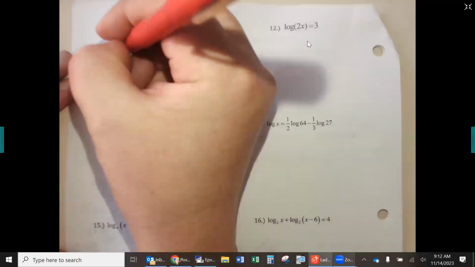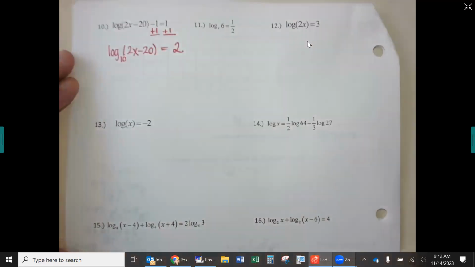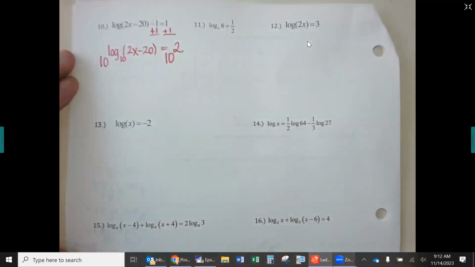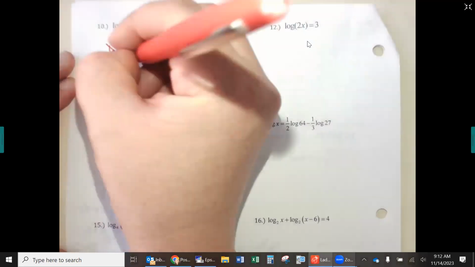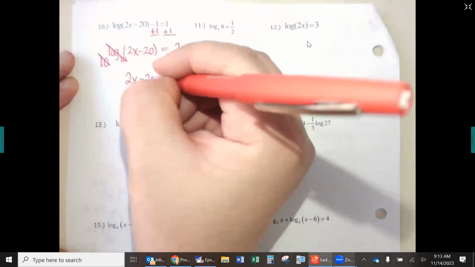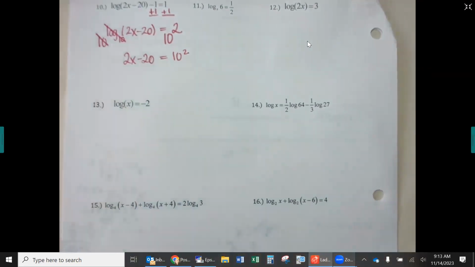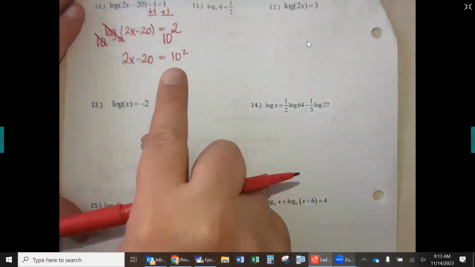10. And how do I get rid of a log little 10? Big 10. So my big base 10 and my log base 10 crossed out. 2x minus 20 equals 10 squared. Is your x a little x in an exponent or a regular x? Regular, then I want my other side to be regular as well. So 10 squared, you can look it up in the chart or put it in the calculator if you like that better. Okay, what is 10 squared the same as? 100.